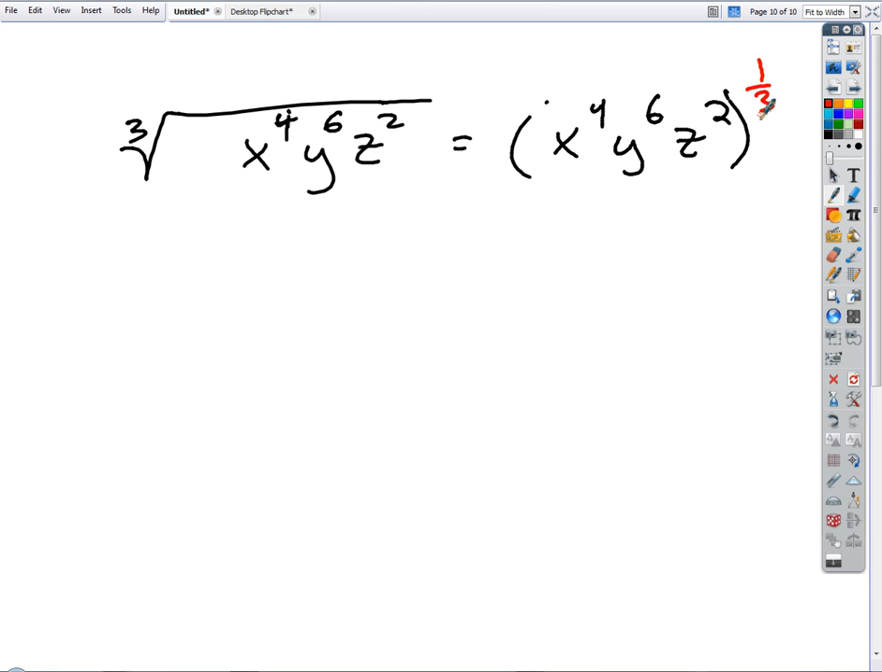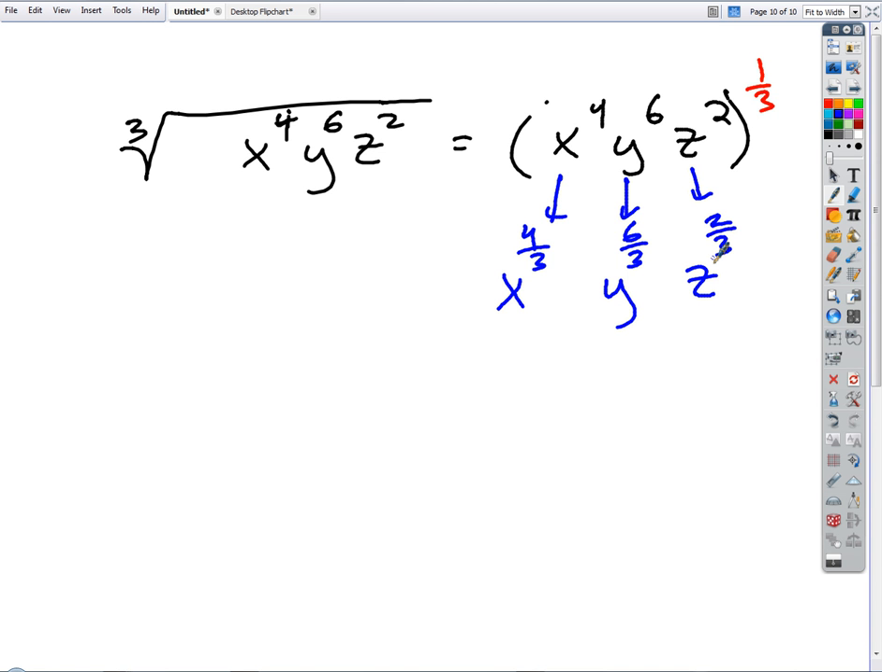So then if I take powers to powers, if I'm raising all of these powers of x, y, and z to the 1/3, I multiply the exponents. So wouldn't you agree that the cube root of x to the 4th is really just x to the 4/3, which makes sense. We didn't have to do that because we know that the bottom of the fraction is the kind of root we're taking, the index of the radical, and the top of the fraction is just the power we're taking it to. Agreed? So that's x to the 4/3. This is y to the 6/3. And this is z to the 2/3.